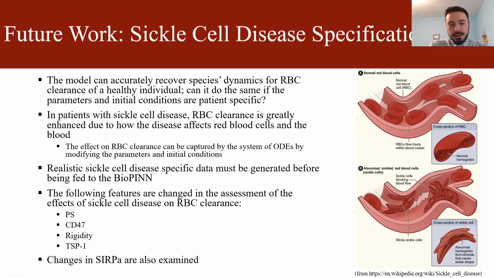But before we do this, we need to generate realistic sickle cell disease specific data so that we can feed it to the BiOpINN. And the following features are changed in the assessment of the effects of sickle cell disease on red blood cell clearance: phosphatidylserine levels, CD47, rigidity, and TSP1. And we also examine changes in SERPA.